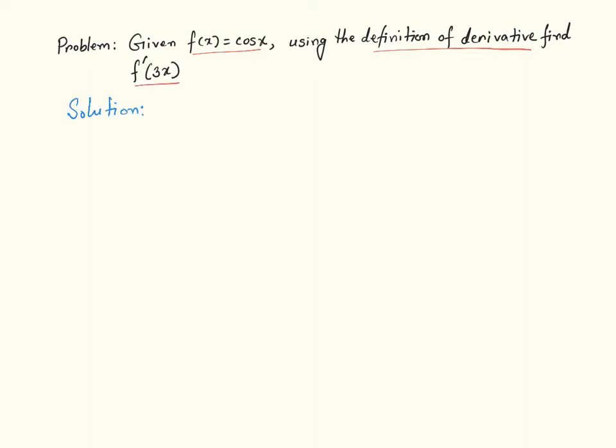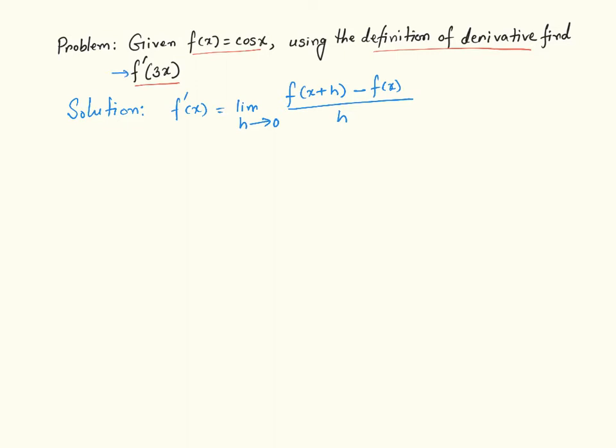Now, remember the definition of derivative. If f is a function, f prime of x is equal to the limit as h approaches 0 of f of x plus h minus f of x, divided by h. That's the definition of derivative. Now we are going to use this definition and find f prime of 3x.